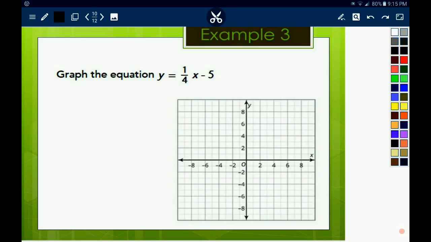It says graph the equation y equals 1/4 x minus 5. So first I'm going to pick out in this equation what the m and the b are. The m is the 1/4, the b is -5. Please make sure you take that negative with you. Okay, this negative is part of the 5, so b is -5. Please don't write just down 5.